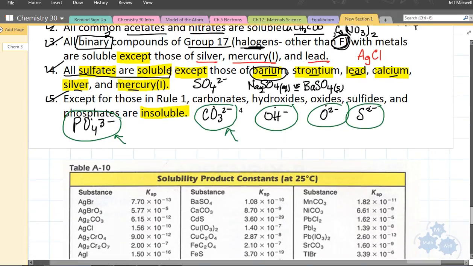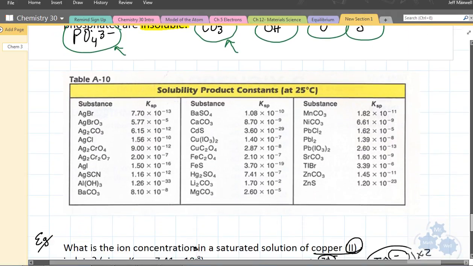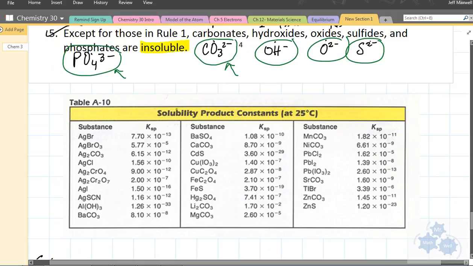Okay, on page 861, table A10, we have a solubility product constant chart. This chart that I've got up here looks pretty close to the one that you have in your textbook. Now, Ksp is the solubility product constant, right? And just like any equilibrium constant, it does depend on temperature. So this is room temperature, sort of lab conditions, okay?